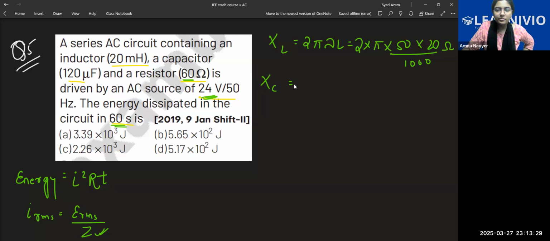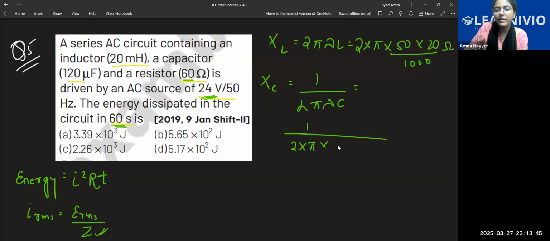XC, Mira. 1 by 2 pi nu C. So this will be 1 divided by 2 into pi into 50 into 120 microfarad, which is given. So 120 into 10 to the power minus 6, this much of ohms. Resistance is directly given as 60 ohms.